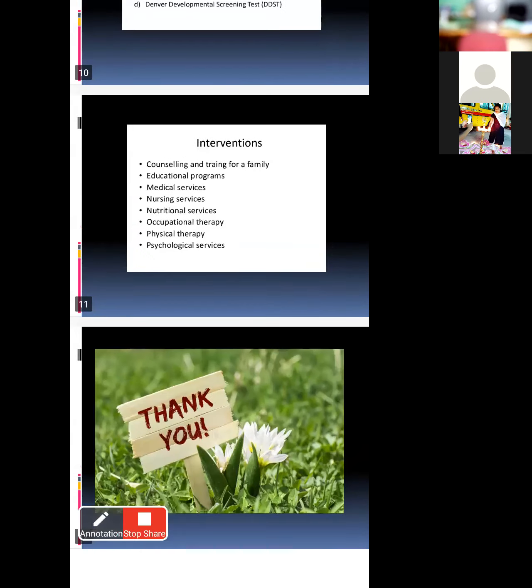And intervention. Intervention means you can implement some services. Which services can you implement for children with developmental delay? Counseling and training for the family. You can give counseling and training to the family related to the developmental delay, and educate them about the developmental delay. All of this you can do by counseling and training family members.